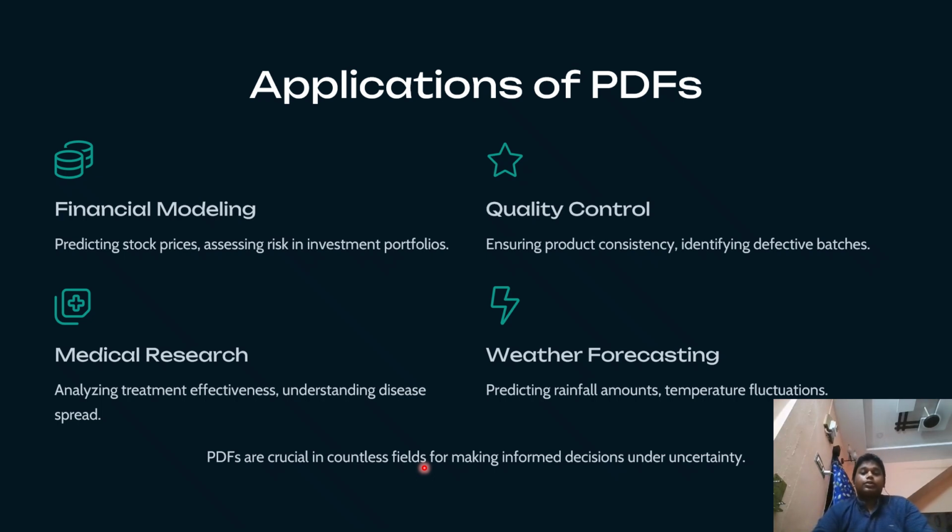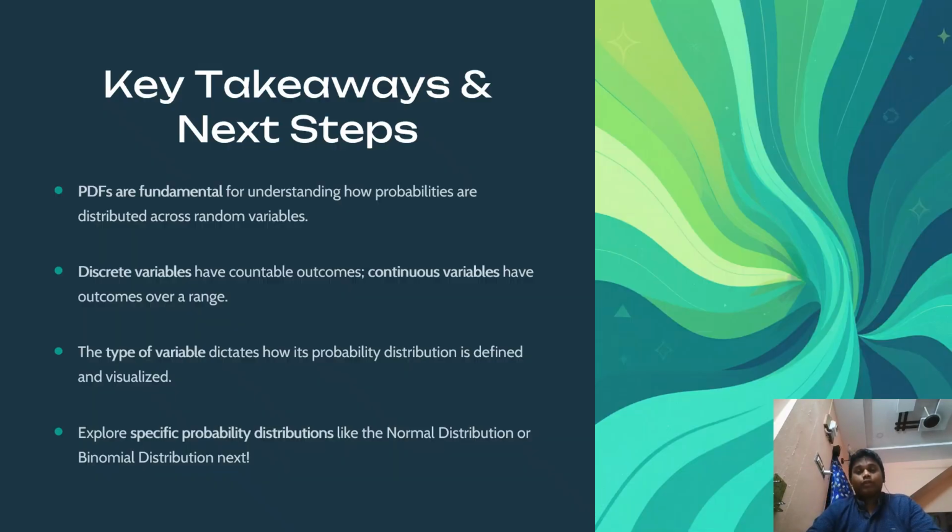Where the probability density function is used: in the stock market, for the ups and downs over an interval of time; in quality control, for assuring that a product is effective or good; in medical research, it analyzes how much the person is affected or how much the disease has spread around the body or a certain spot; and in weather forecasting, predicting rainfall amounts and temperature fluctuations, like climatic changes and further.